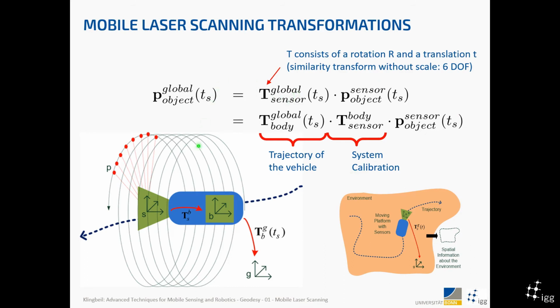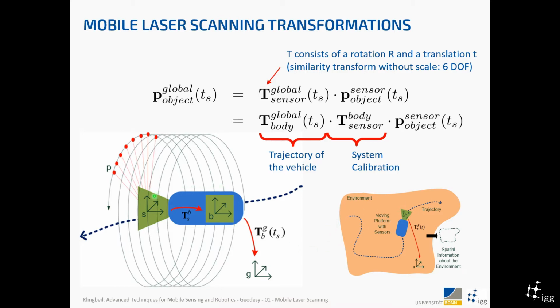Okay, let's go back to what is actually happening here. This is what I've shown before. This is the environment, and this is the system which drives through the environment, and the goal is to generate the transformation from the sensor system to the global system. Let's now go a bit more specific on the case where the sensor is a laser scanner.